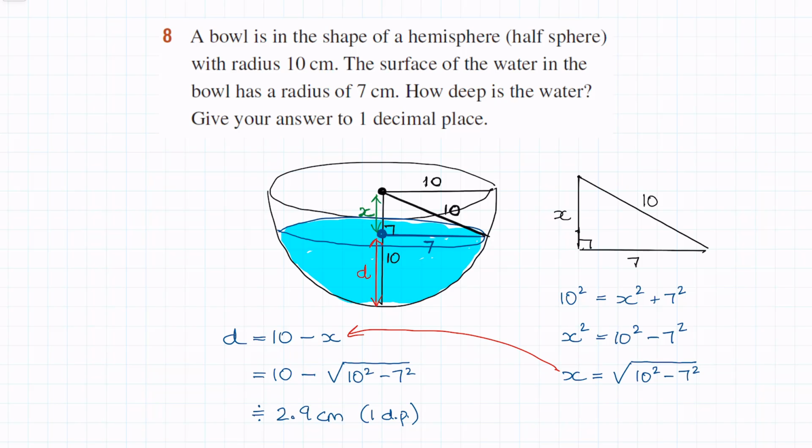So hopefully now that you've seen how to draw up the diagram to represent the situation, you can see how questions like this become quite simple. There's not a lot of working out required. The really hard part is just finding that right-angled triangle.